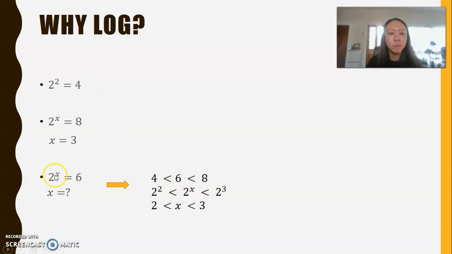And therefore, if 2 power x equals 6, 2 power x will be in between 2 power 2 and 2 power 3. So we know that x is a 2 point something, but we don't actually know it for sure unless we can solve it using log. So this is a situation where log comes in as a part of the solution process.